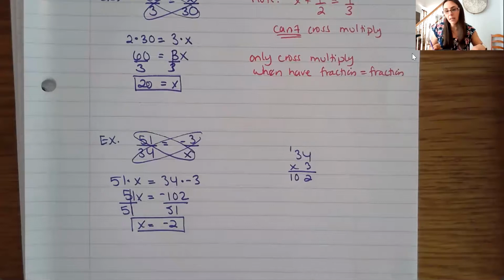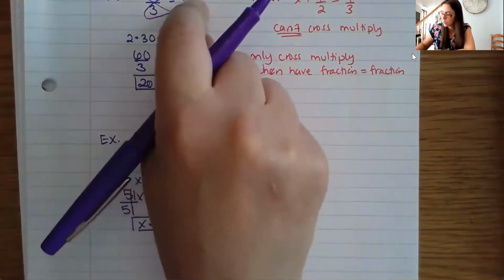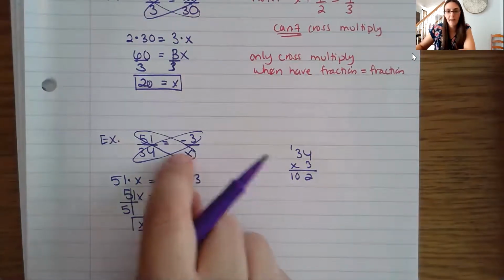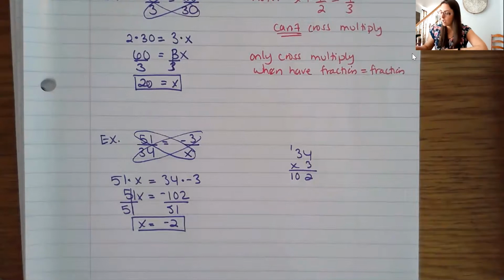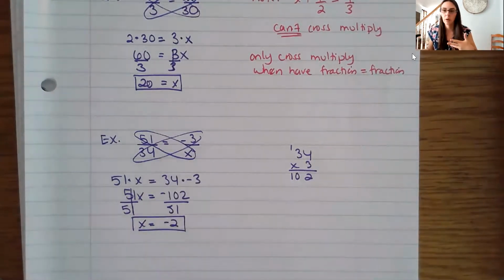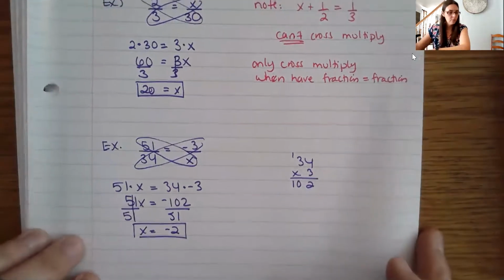Now you can still check these. I'll let you check them at home. And you can check them just by plugging it back in. So if I plug in -2 here and I repeat that cross multiplication again, I should get a true statement. I should get that -102 equals -102. So you can still check your values by plugging them back into the original problem.